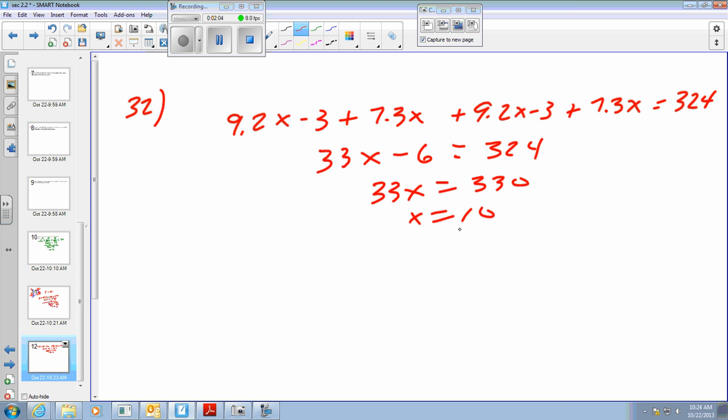If x equals 10, we can plug in for the side lengths. This one would be 73, and this one would be 89. This one would be 89. This one would be 73.